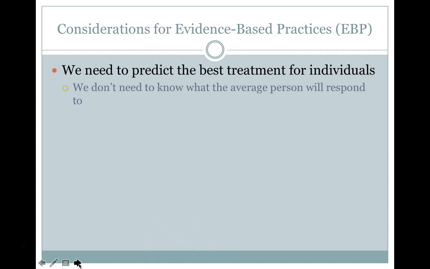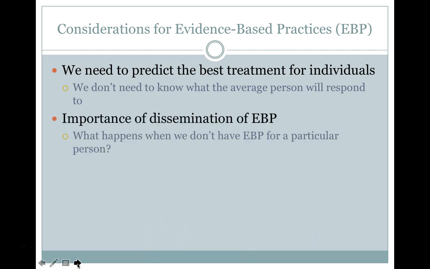So, additional considerations for evidence-based practice. It's really important that we predict the best treatment for individuals. Again, we want to give people services and things that work. We don't need to know what the average person will respond to. We need to know what our individual, our person, is going to respond to. And again, that can be difficult for individuals with intellectual disability because they aren't the typical or average person.